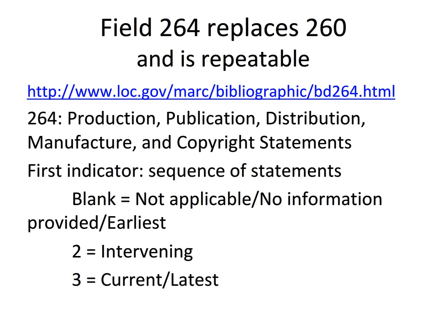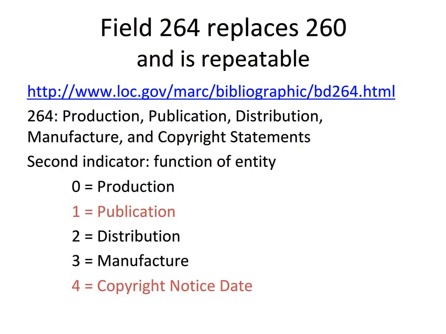The first indicator is used to show changes in production, publication, distribution, and manufacture elements for multi-volume monographs, serials, and integrating resources. What we'll see more often, though, are 264s with varying second indicators. These can come in useful.